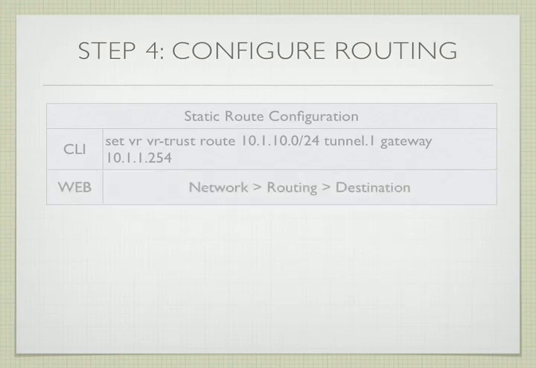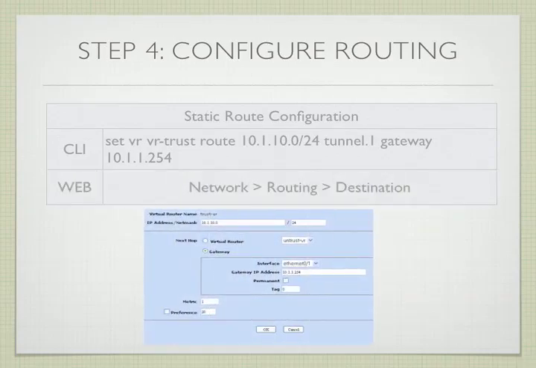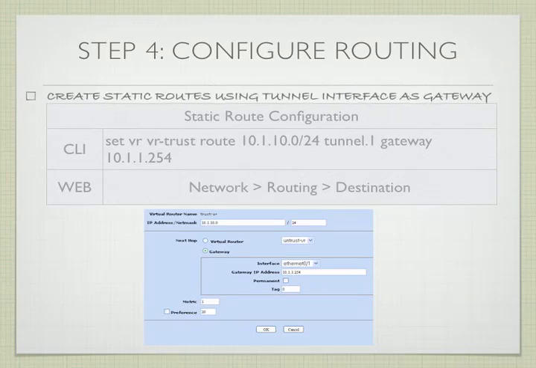In the web interface, this is still a destination route, and you would just change that interface from Ethernet 0.1 to your tunnel interface. And again, you can leave the gateway IP address blank and send it just to the interface, or you can direct it specifically to the IP address of the remote site router that's going to accept this traffic. So the tunnel interface gets used as the gateway in creating these static routes.